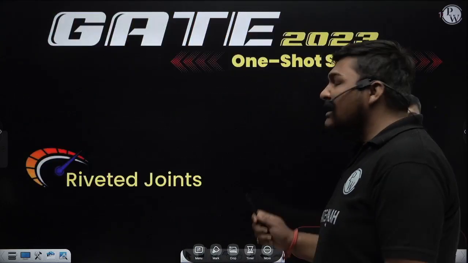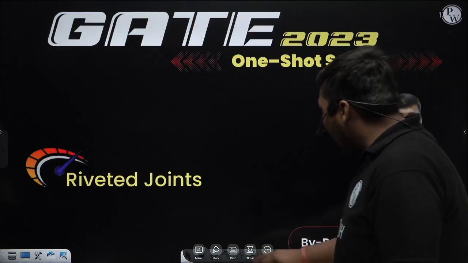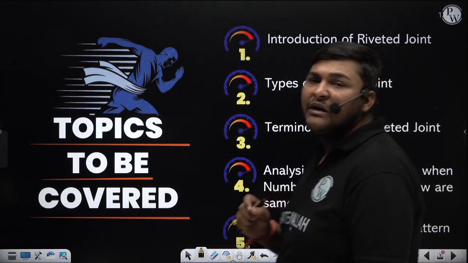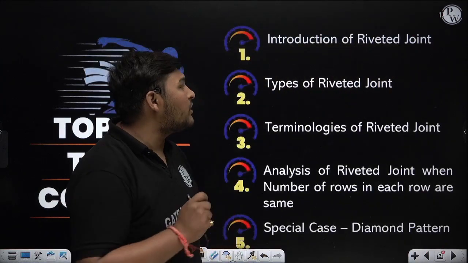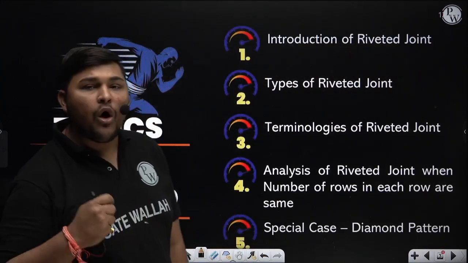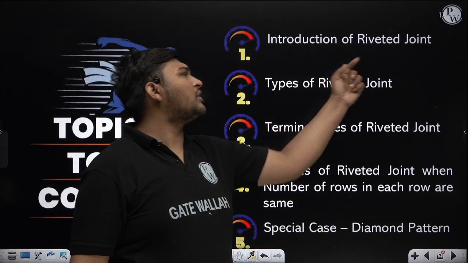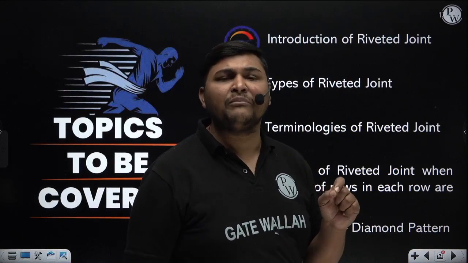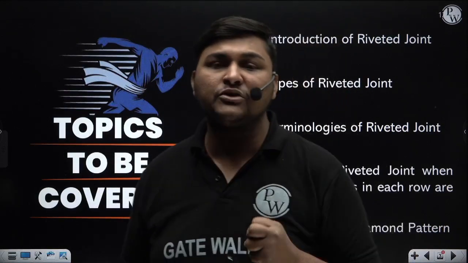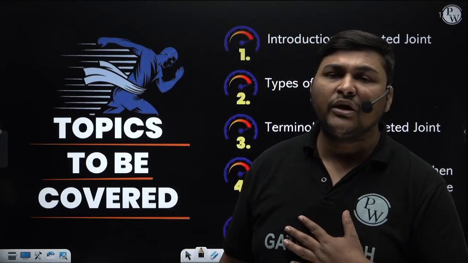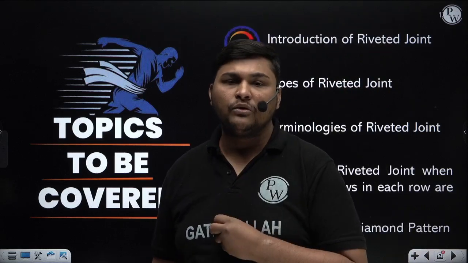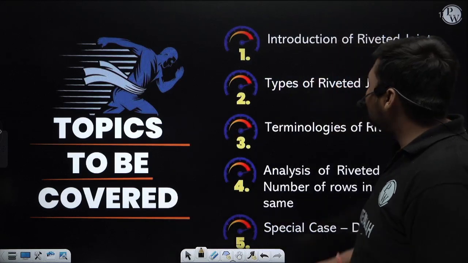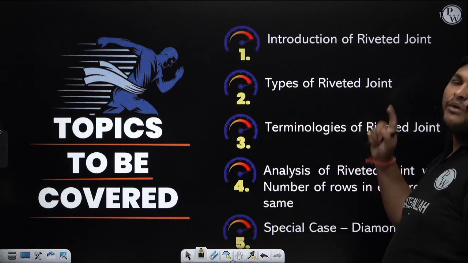The chapter which we will discuss today is riveted joints. And in today's lecture, this will be our lecture flow. In this chapter, first we will understand what is the introduction to riveted joint and how riveting occurs. Okay, so this will be the introduction of riveted joint. But in riveted joint, mainly what we have to study is the design of riveted joint. Means we have to study this riveted joint with respect to design point of view. And to study it from the design point of view, first we will understand what are the various types of riveted joint.